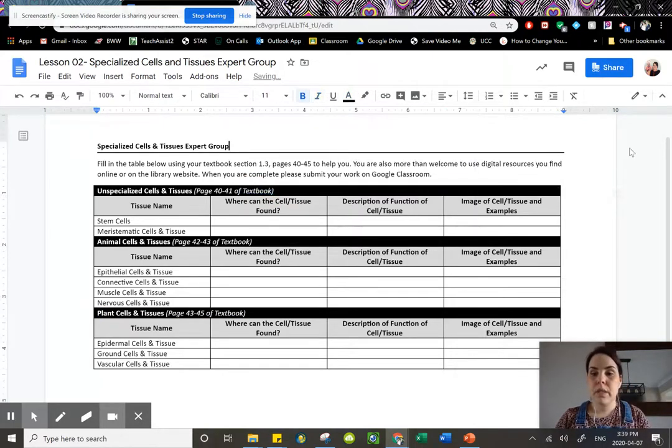So here's what you're going to do. You're going to go to those pages in your textbook, and there's going to be information, say, on stem cells, and you're going to have to tell me where that cell or tissue is found in the plant or animal organism. What is the function or job of that cell or tissue? And look to see if you can see an image of the cell or tissue and what some examples are.